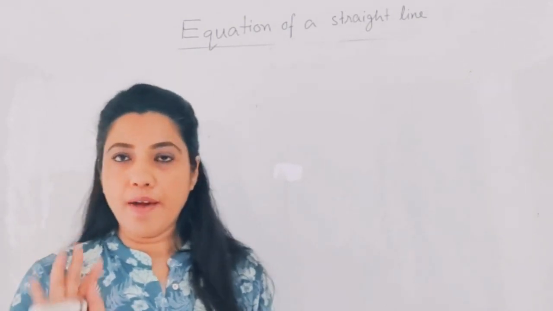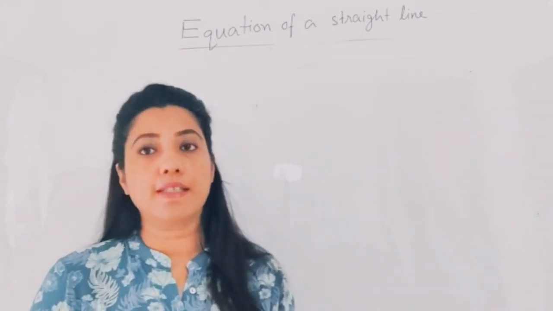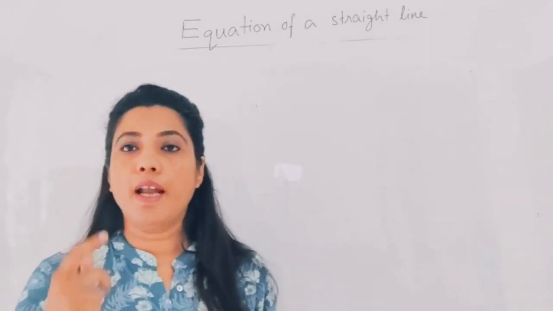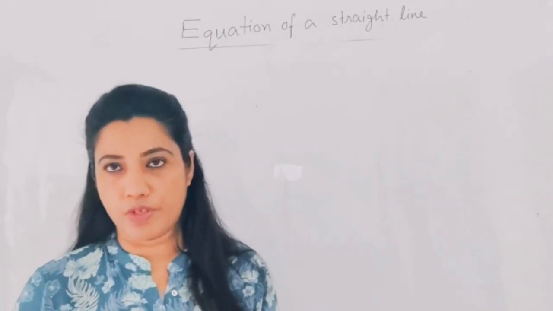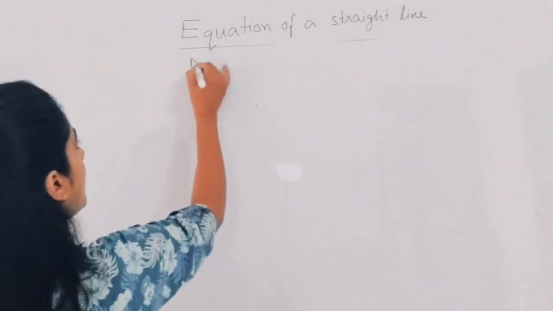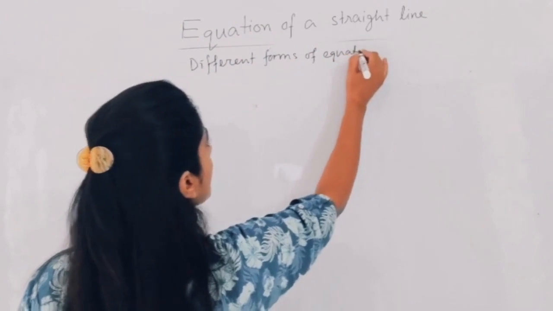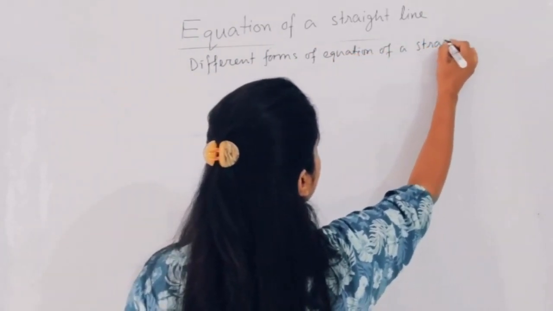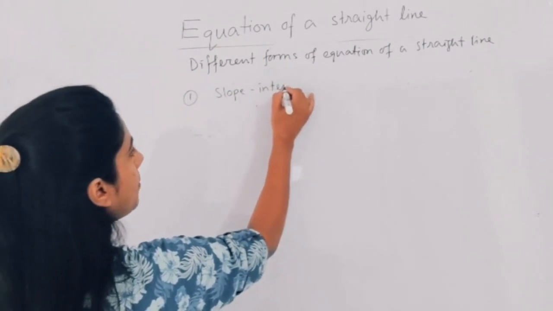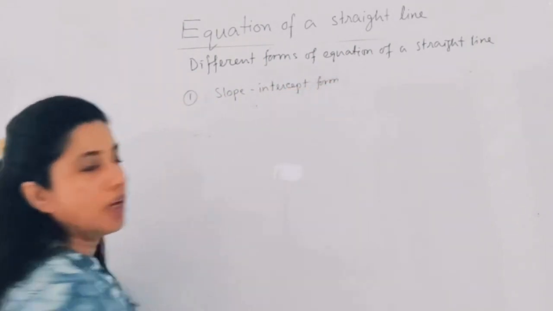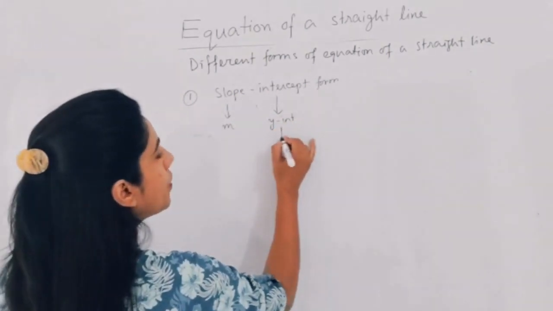So far we have discussed the inclination of a straight line, the slope of the straight line. If the line is parallel to the x-axis, the equation will be y is equal to a. If the line is parallel to the y-axis, the equation will be x is equal to b. Now we are going to talk about some forms of equation of a straight line. Okay, so please give heading different forms of equation of a straight line. Here the first form is known as slope intercept form. Okay, where slope means M, and here y-intercept is denoted by C.